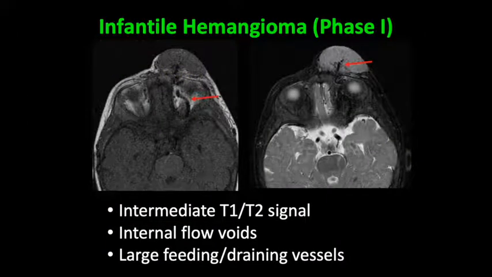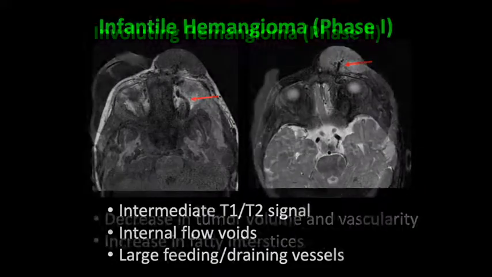Another phase 1 infantile hemangioma, and we can see that there is intermediate signal both on T1 and T2 weighted imaging. Notice again that the T2 signal is quite a bit less than the CSF. But take a look at both the internal flow voids as demonstrated on the right-hand image, but also look how large that superior ophthalmic vein is that's draining this very hypervascular tumor. And the appearance of large internal feeding and draining vessels is very characteristic of hemangiomas in the proliferative phase.